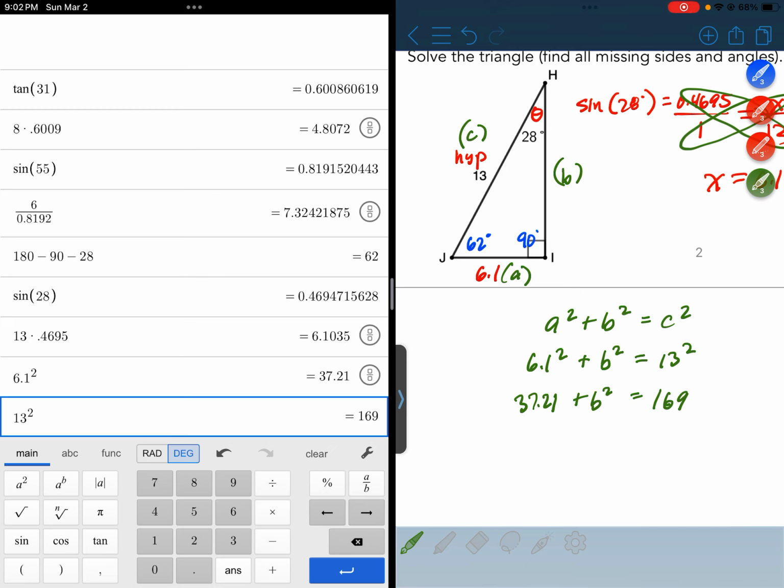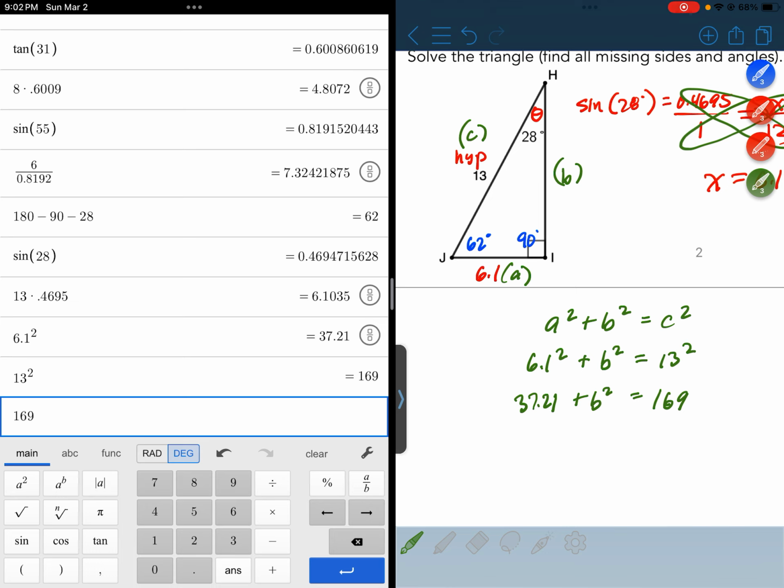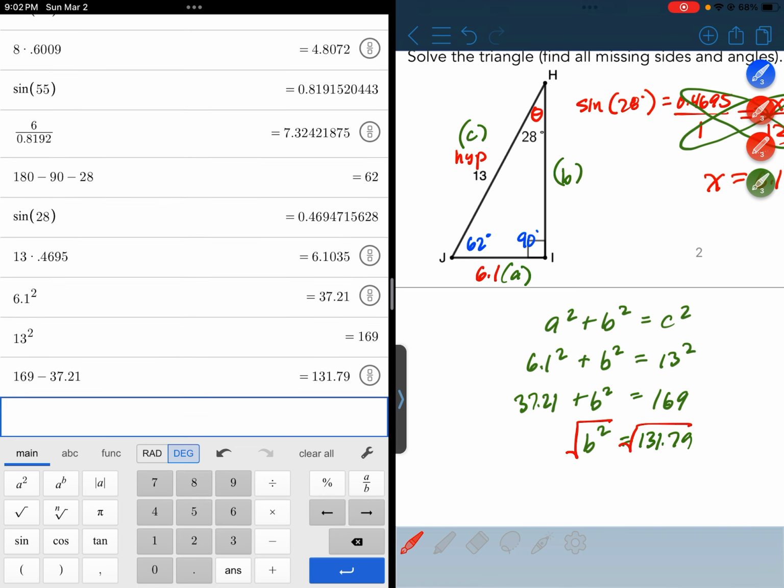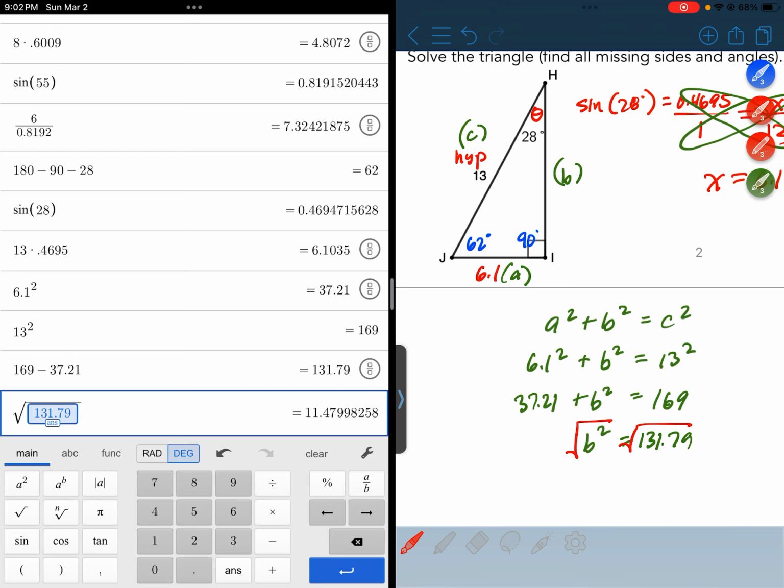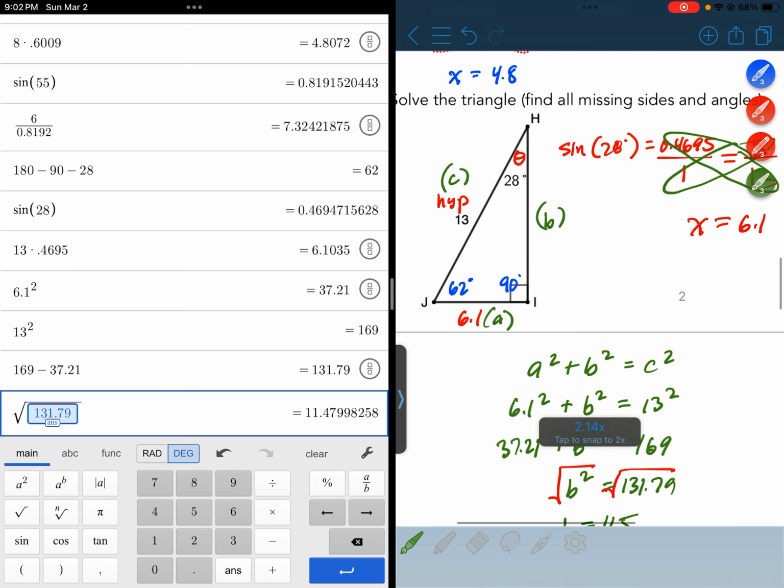We'll subtract 37.21 from both sides. 169 minus 37.21 is 131.79. So b squared equals 131.79. And then now we'll take a square root of the previous answer. So 11.47, let's just call it 11.5. So we can go ahead and write that in here, 11.5.